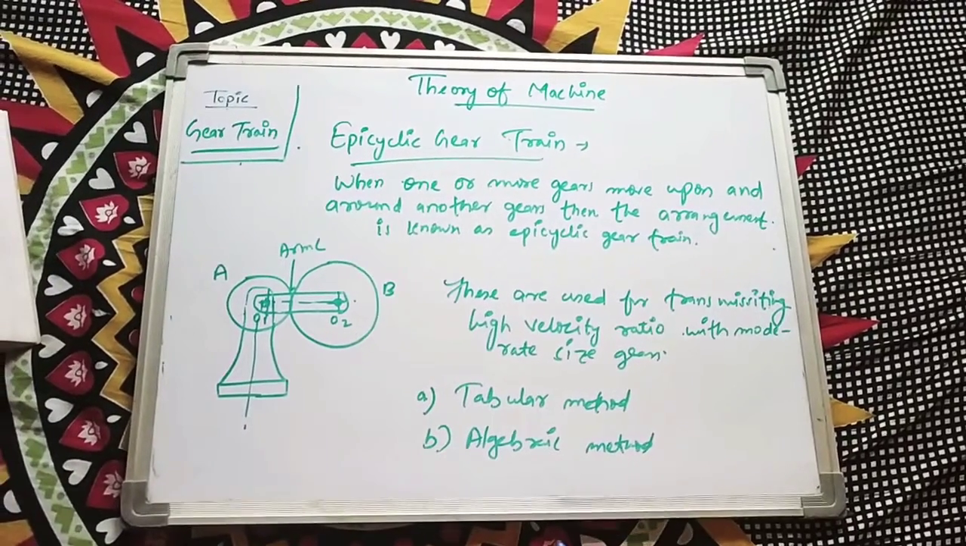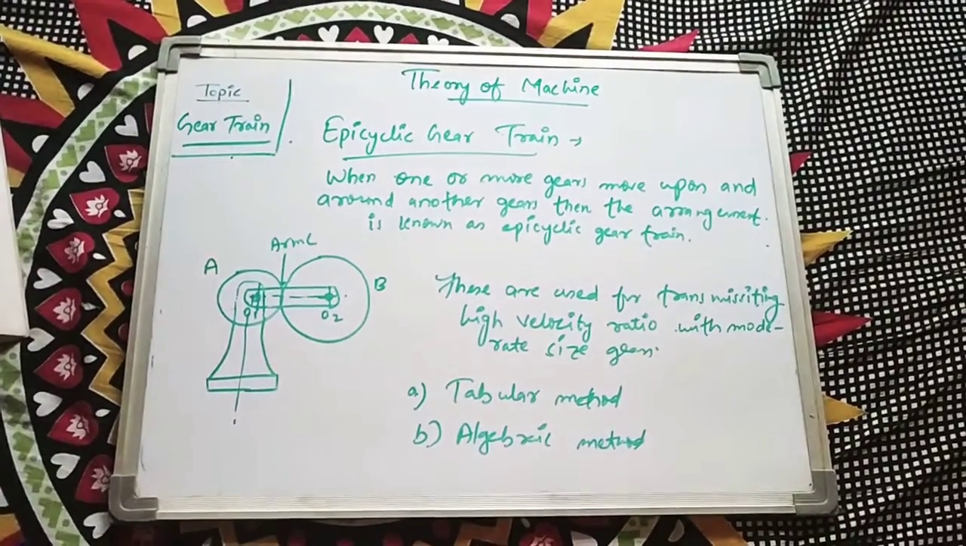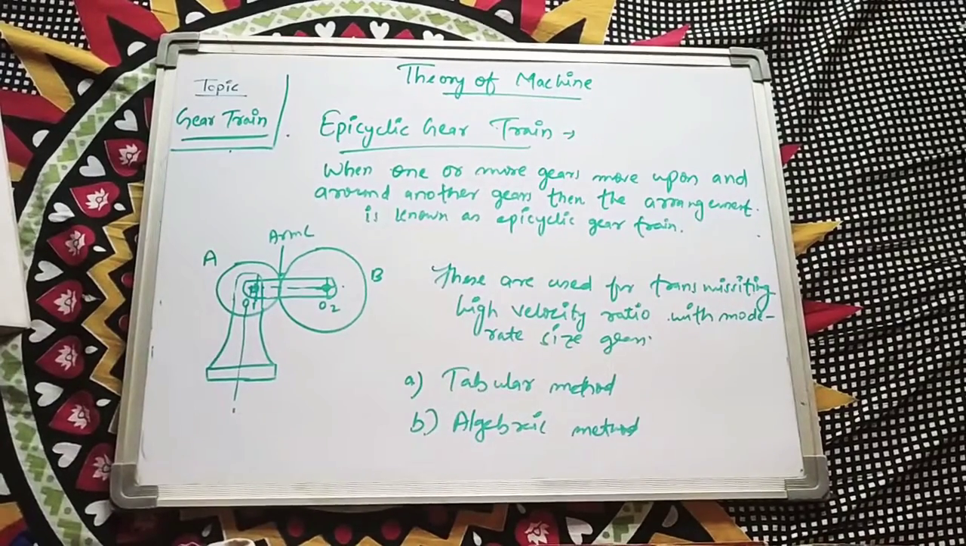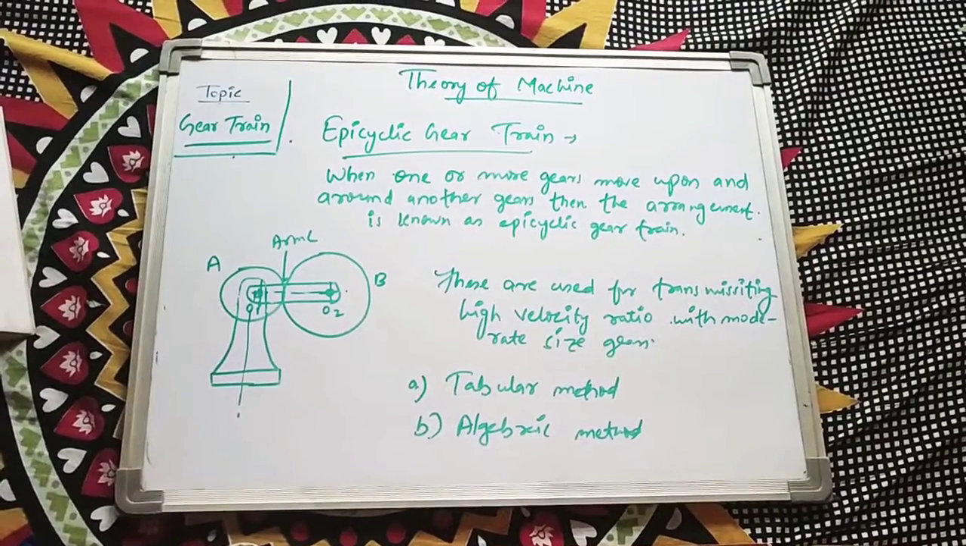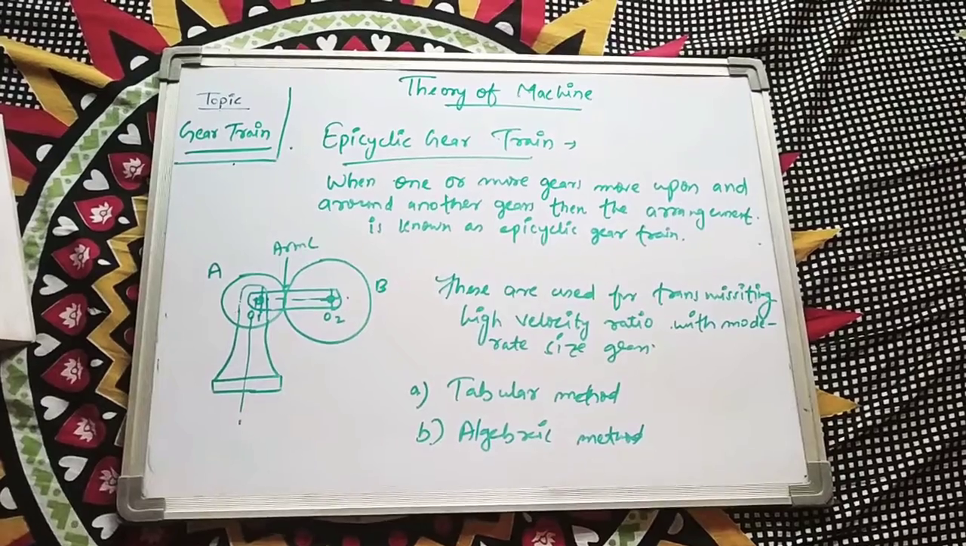So today we covered gear trains, that means 4 types of gear trains: simple, compound, reverted and epicyclic gear train.